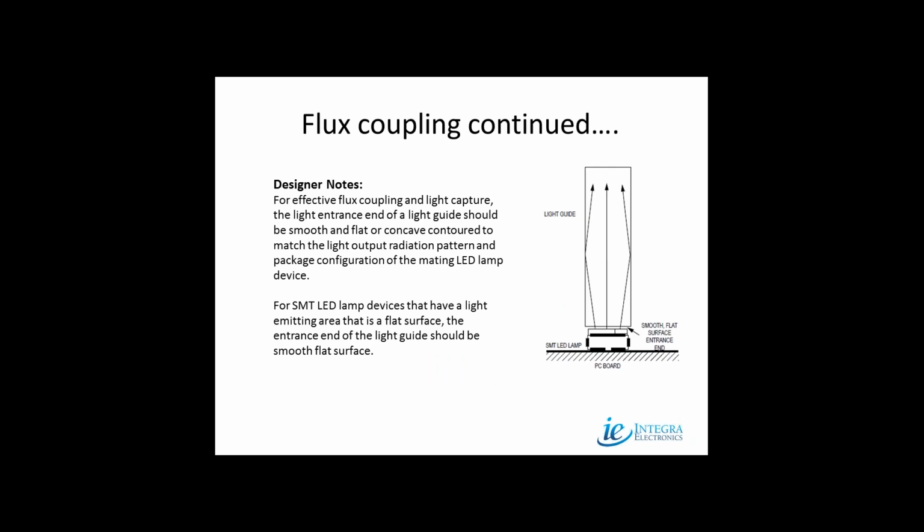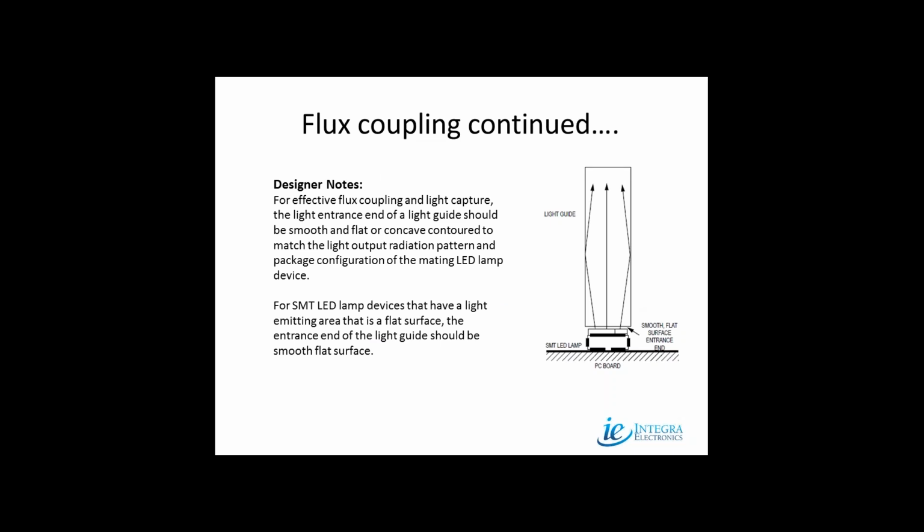Go ahead. So again, this is a better example of flux coupling. Having a very smooth surface of the light pipe, highly polished, is absolutely critical. Therefore, you get the most capture from the LED. Again, this is a surface mount LED in this example, and you see that the surface mount LED is flat, very close to the light pipe, and it's capturing quite a bit of the light output of that LED.